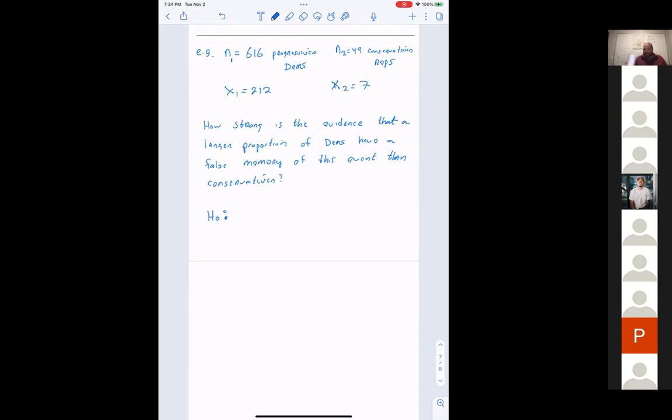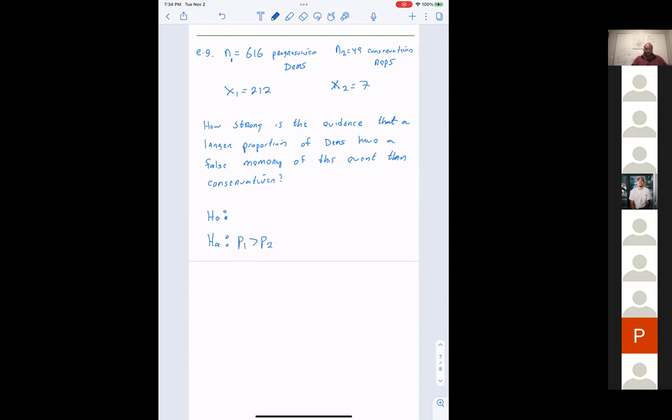Wait, if they did not? Well, the question is how strong is the evidence that the Dems have a larger proportion than the conservatives? Oh, P1 is greater than P2? Well, that's what we're trying to test, right? We're trying to test if P1 is greater than P2.